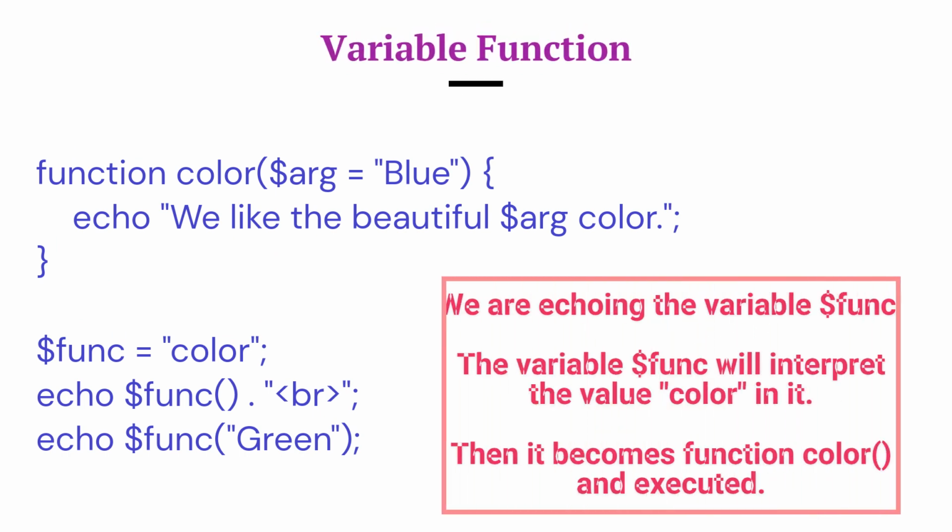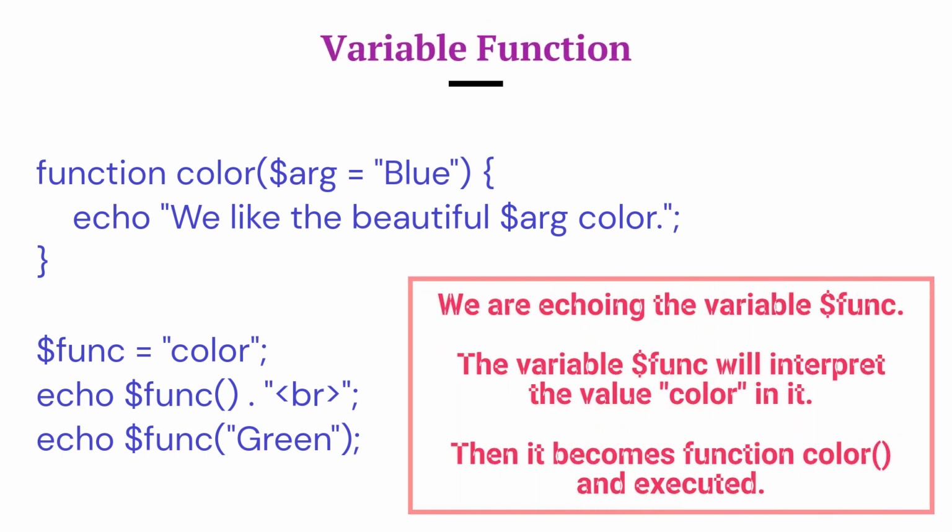When a PHP variable is followed by opening and closing parentheses, then it is trying to search for a function with the same name and execute it. Let's see an example. We have a function color. We have a variable $func which holds the value color. We are echoing the variable $func and adding parentheses to it. If we interpret the variable $func, then we will see the value color in it. The color has got parentheses and it becomes a function color.